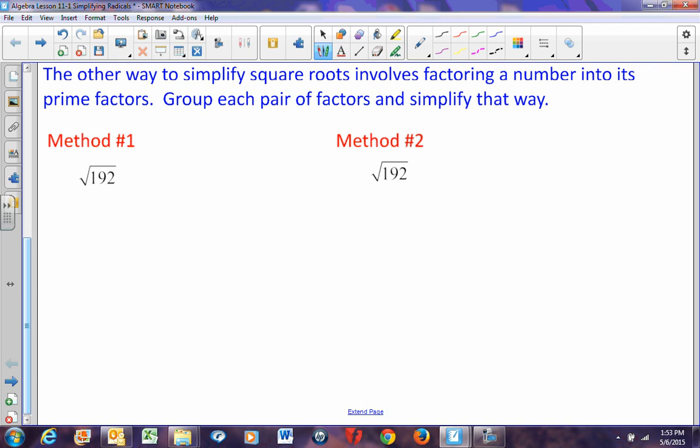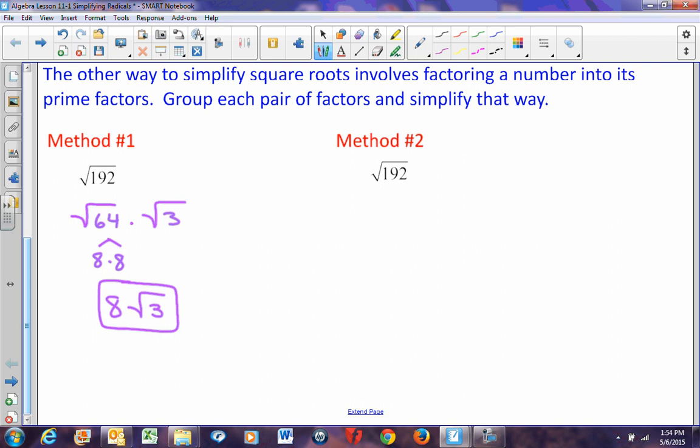So here, I know that this happens to be the square root of 64 times the square root of 3. I just happen to know that. You may not know that. And if you don't know that, you might want to actually do method 2. The square root of 64 is 8 times 8. So the square root of 64 is 8. So this would be reduced as 8 square roots of 3.